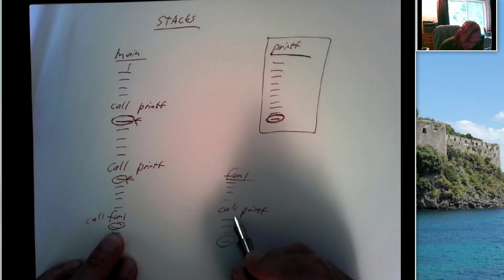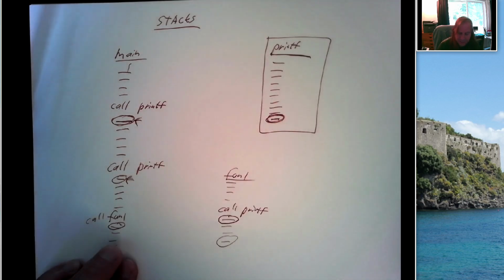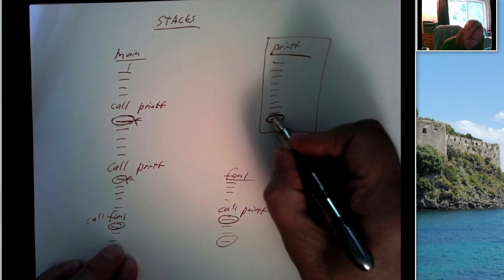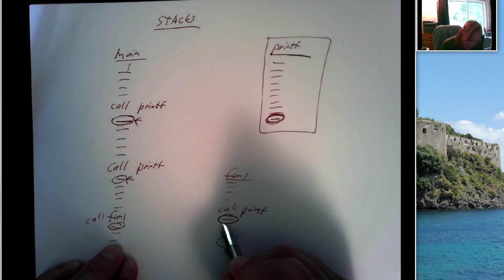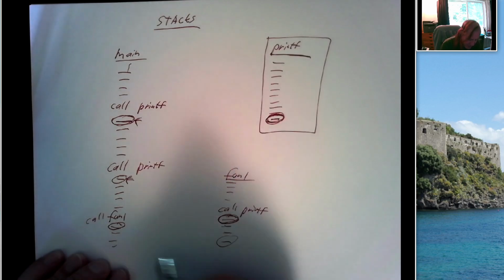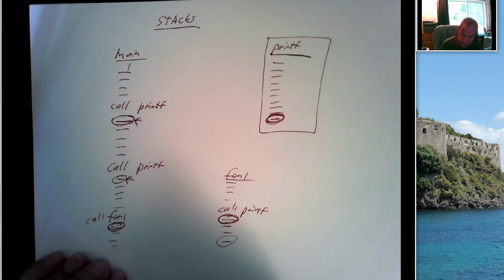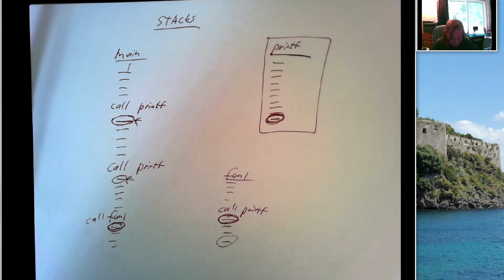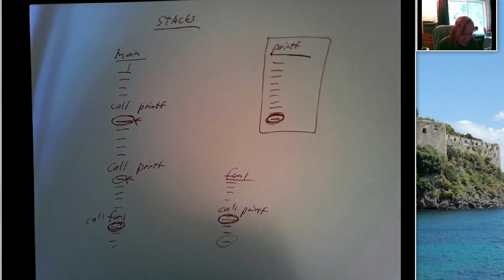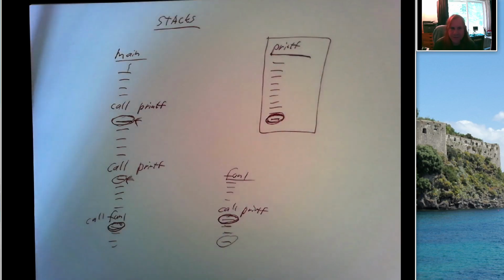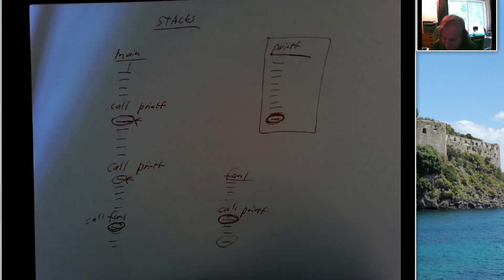I'm going to make a call to printf. I'm going to need to store this location somewhere, so that when printf gets to the end, it can say, oh, I should come back here. And then when fun1 gets to the end, it will say, I'm going to come back here. So we need to be able to store these locations to which we should return, and we need to be able to store more than one of those.